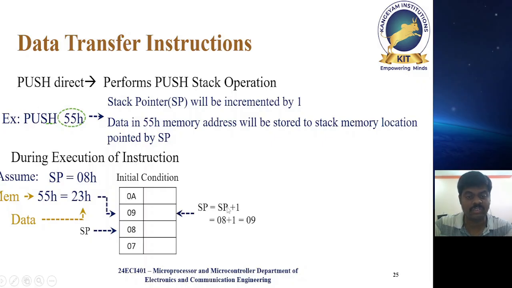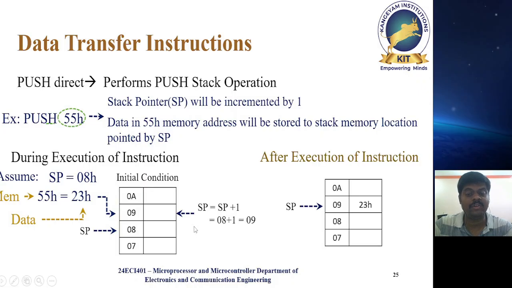Whenever this PUSH instruction is executed, what will happen? The stack pointer will be incremented by 1, so stack pointer equals stack pointer plus 1. The stack pointer becomes 09. Now the stack pointer will be pointing to the memory location 09. After that, the value from this memory location, that means 23, will be pushed to or stored at the memory location pointed by the stack pointer.